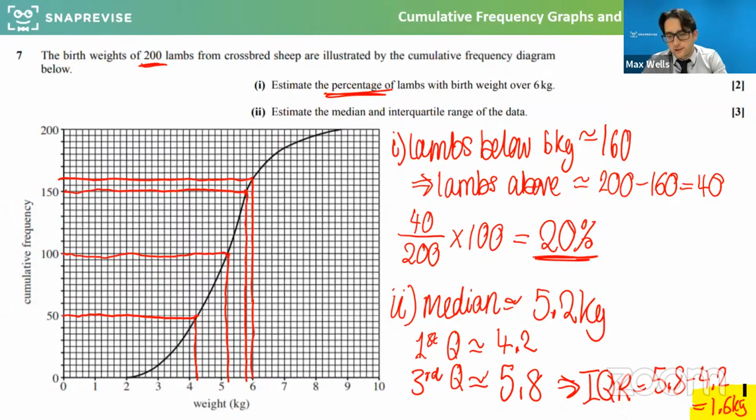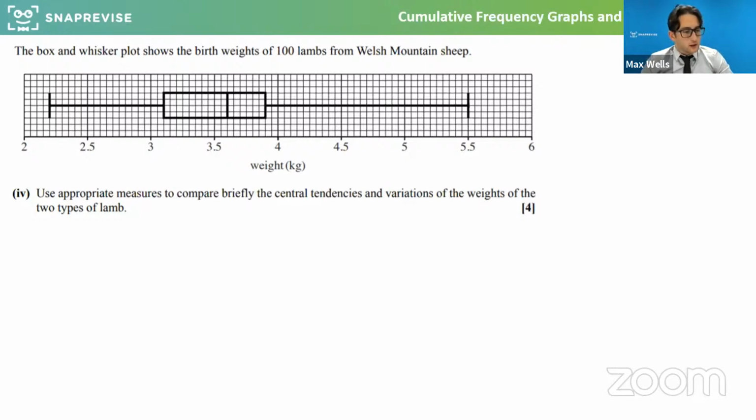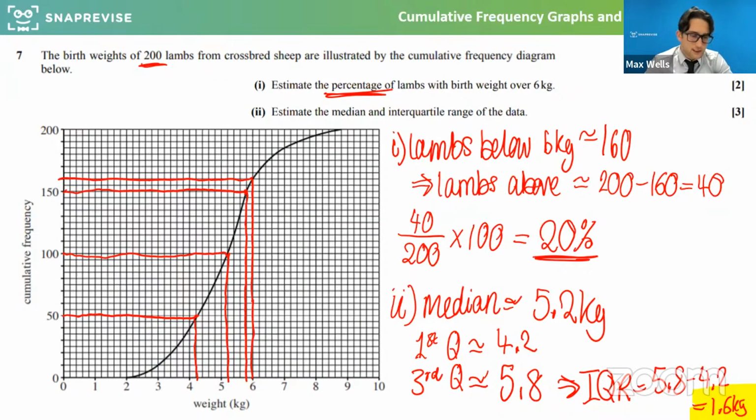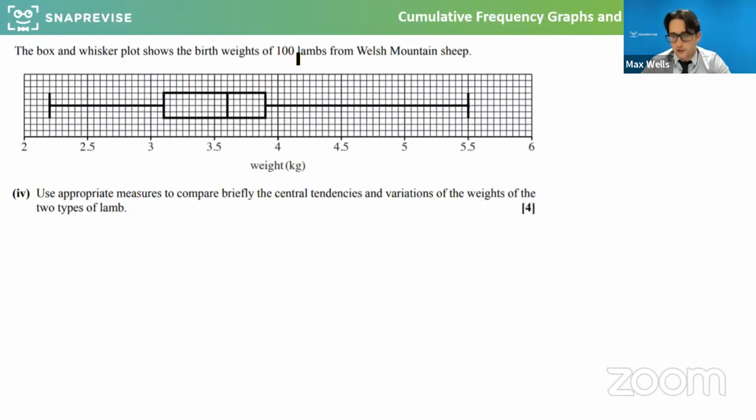Now, on the next one, we're going to be asked to do a comparison, which, again, some of you might have seen at GCSE, but there's some key things that the question is looking for in the answer. So the box and whisker plot shows the birth weights of 100 lambs from Welsh mountain sheep. On the previous one, we were dealing with crossbred sheep, and here we're dealing with Welsh mountain sheep.